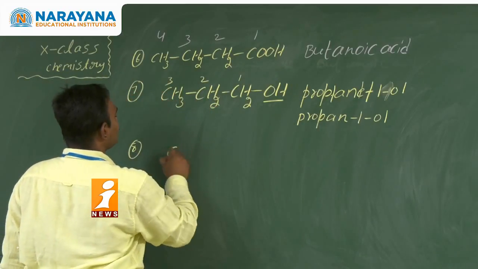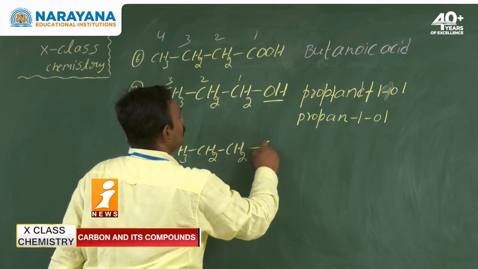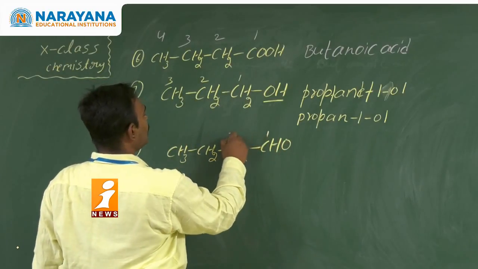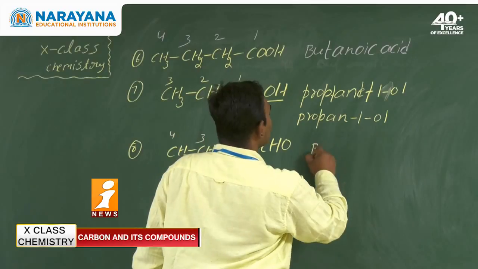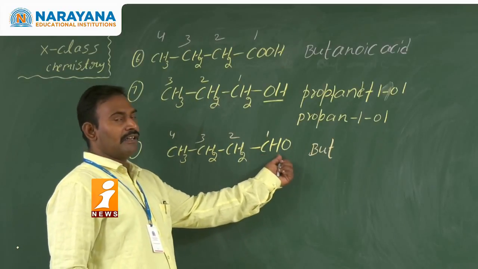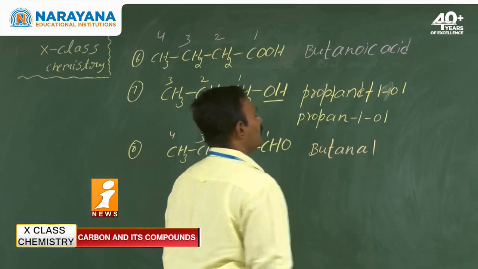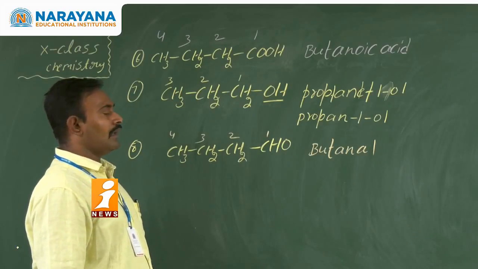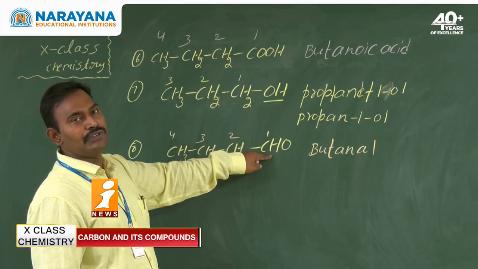Next, similarly here: CH3, CH2, CH2, CHO. Here aldehyde is the functional group. Numbering 1, 2, 3, 4. Total 4 carbons are there, so the root word is but, and the primary suffix is an. What is the secondary suffix of the aldehyde group? Al. So the name will be butanal. There is no need to indicate the 1 in butanal because it is a terminating functional group and always comes at the end position.